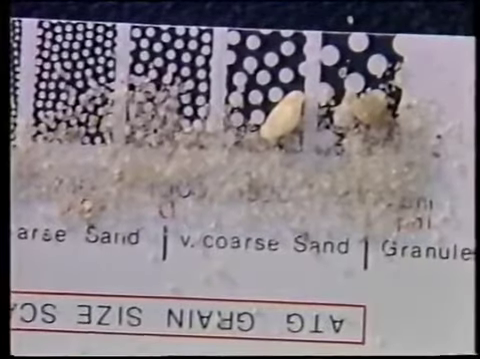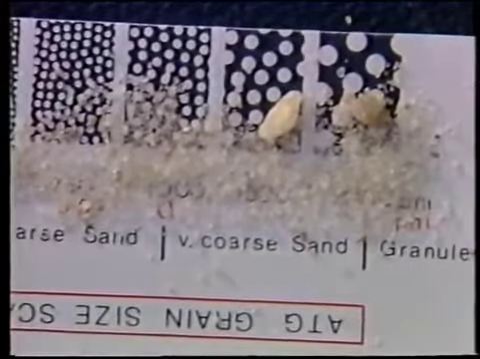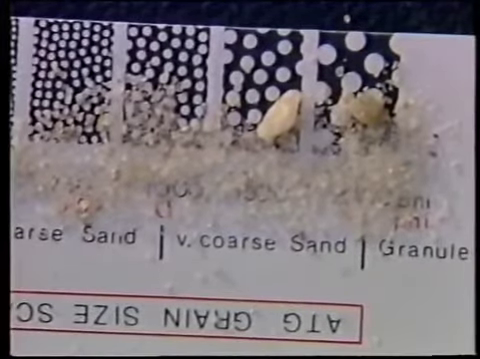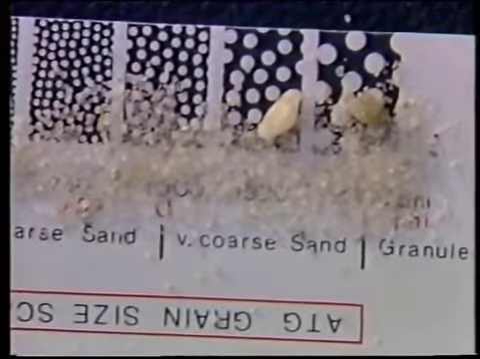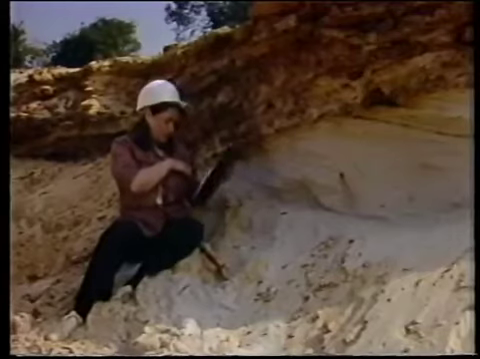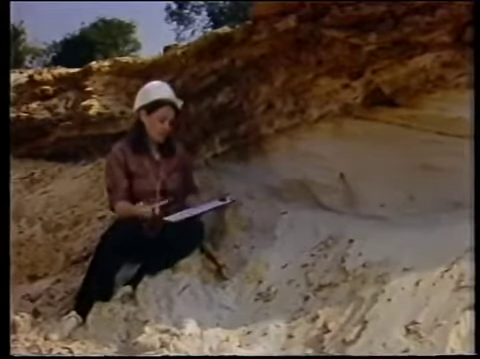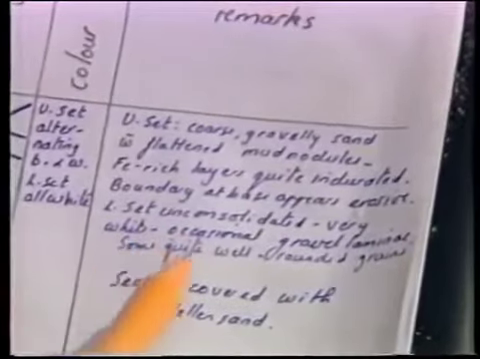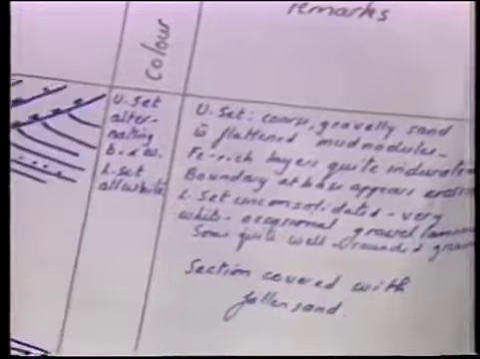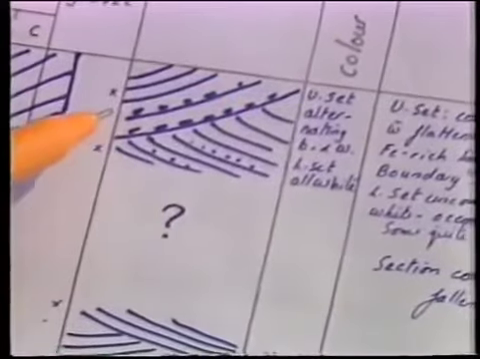I can see that they're actually coarse-grained. Some of the grains are quite well rounded. There's a wide variation in grain size present. And in fact, this layering is picked out by the variation in grain size. I've made a note of all these sorts of observations on my log sheet here. Well, this is one example of cross-bedding.